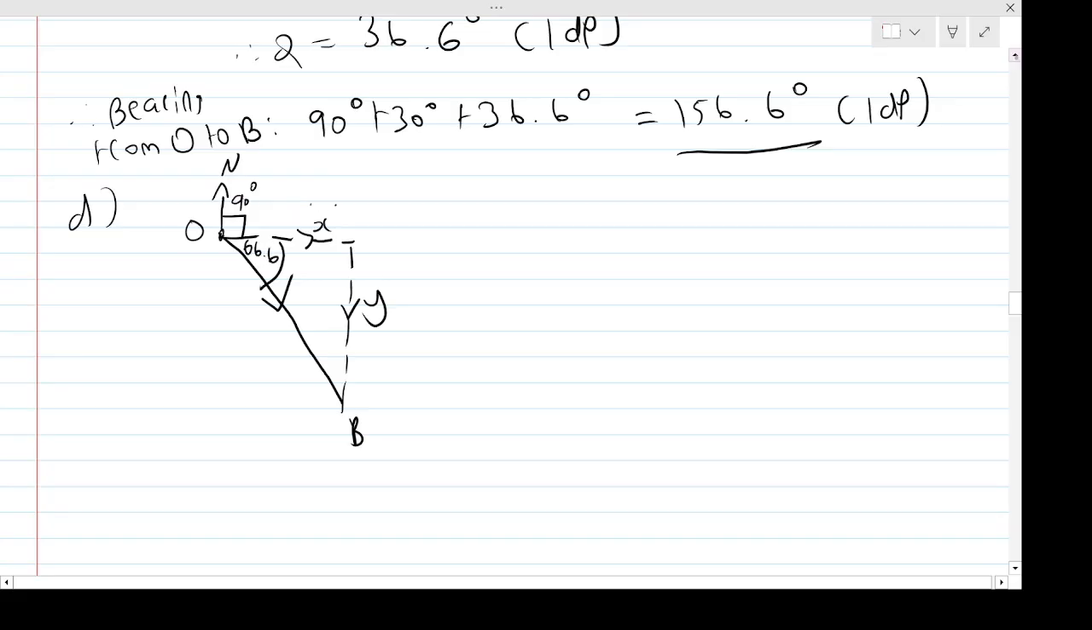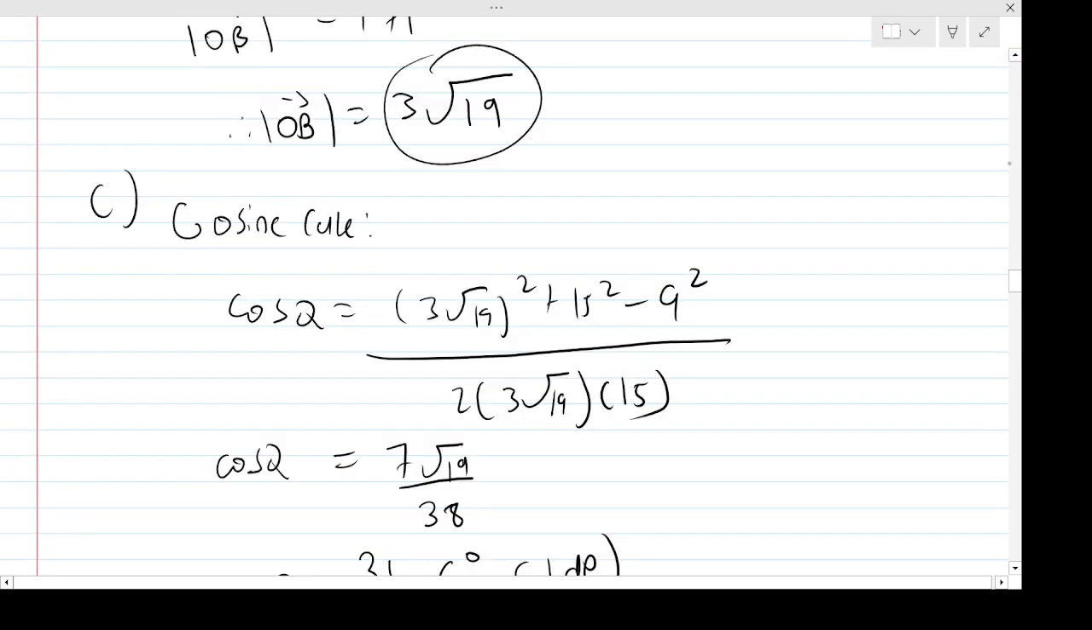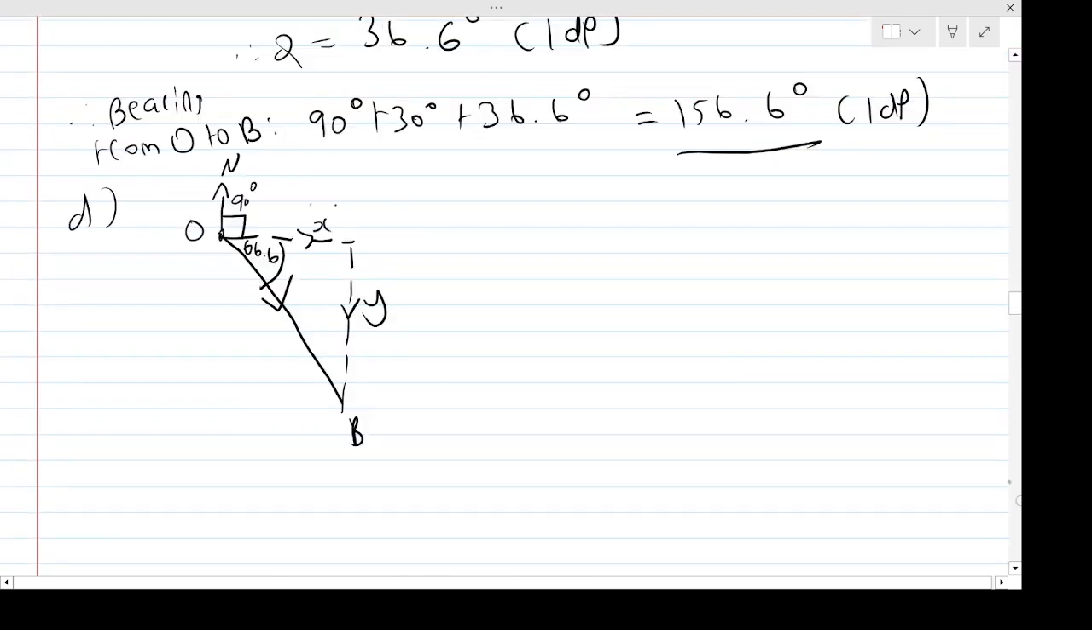So now we can see we've got a triangle, but we also know the length O to B. We did that in part B. The length O to B was 3 root 19. So, because this is a right angle, now we're in a position where we can find the x and the y part from O to B.